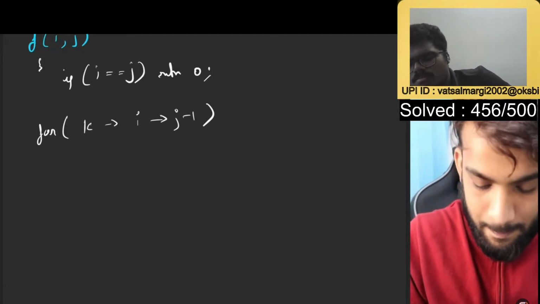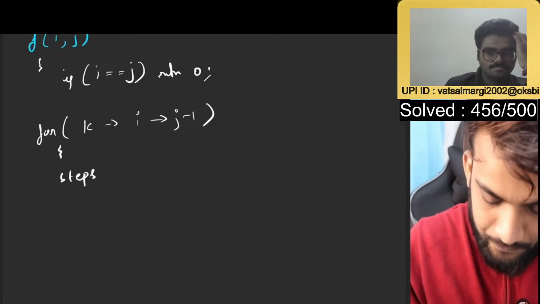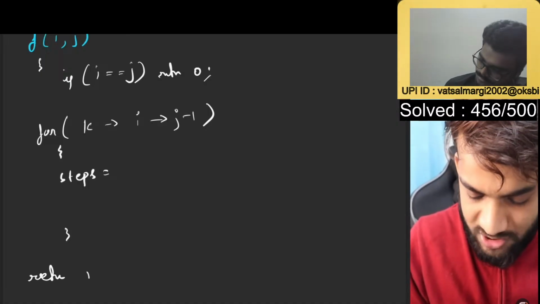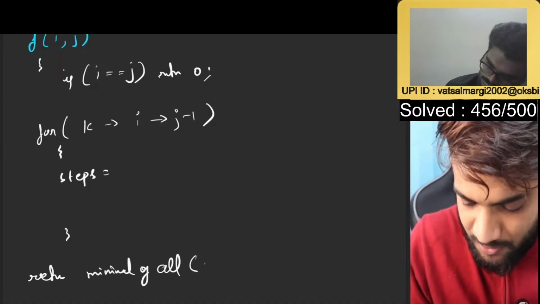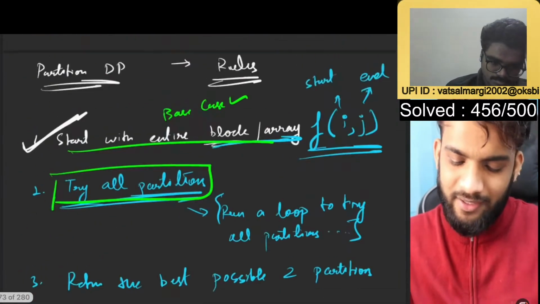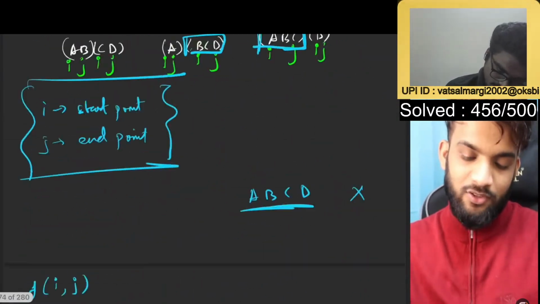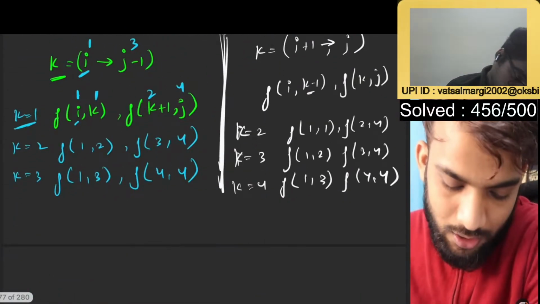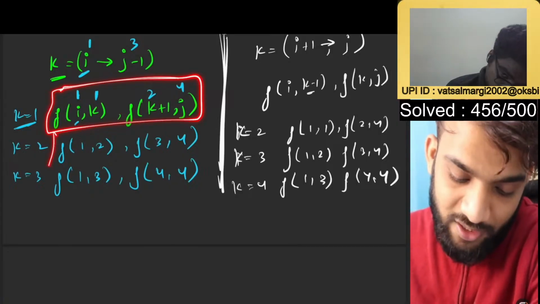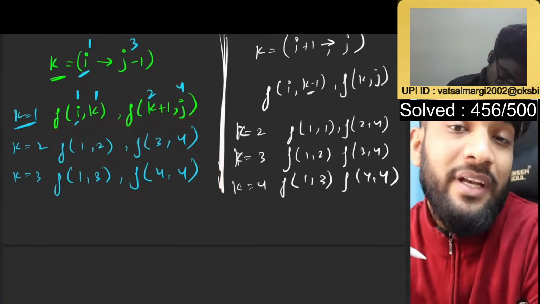Okay, what's the next step? We have to figure out the number of steps, and after that, we have to return the minimal of all steps. Let's understand this because the second point is kind of half done. Return the best possible partition. This will give me some answer, this will give me some answer, and I need to take the best among them.